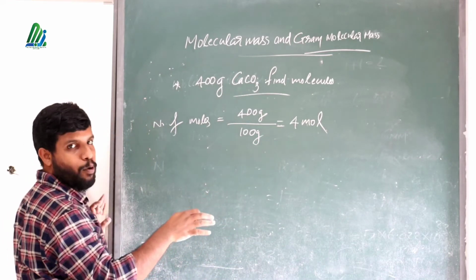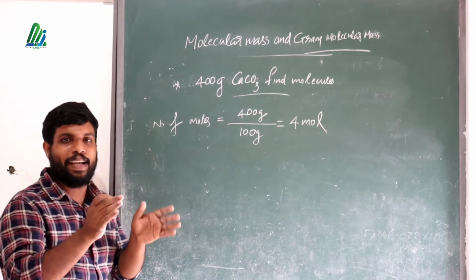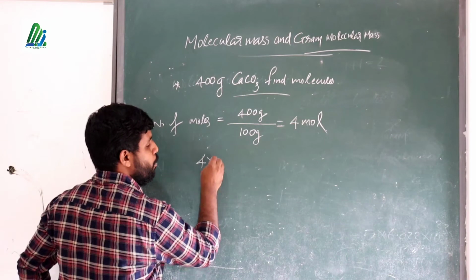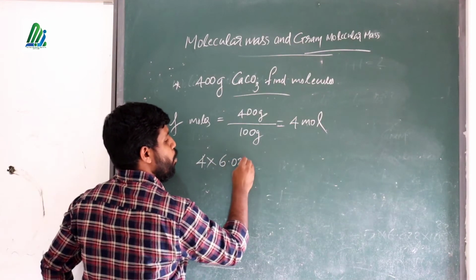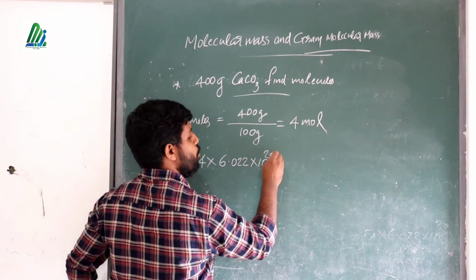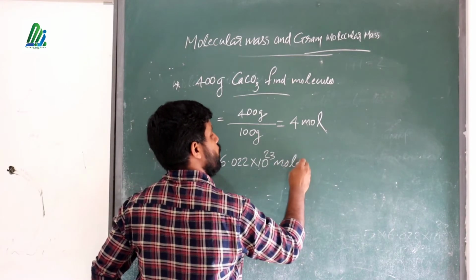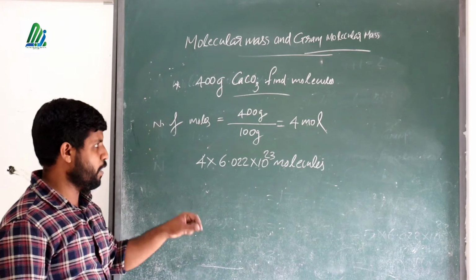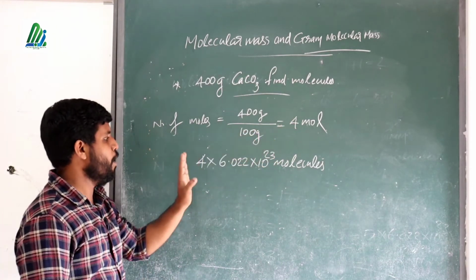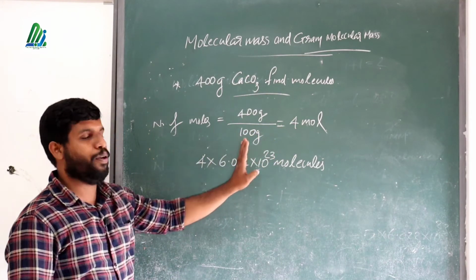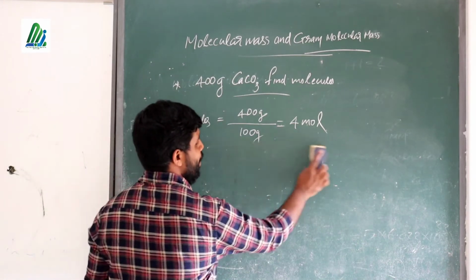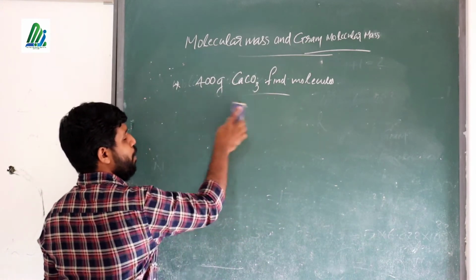1 mole contains how many molecules? 1 mole contains Avogadro number of molecules. So 4 mole contain 4 into 6.022 into 10 raised to 23 molecules, because 1 mole contains 6.022 into 10 raised to 23 molecules. This is the calculation related with the number of moles.